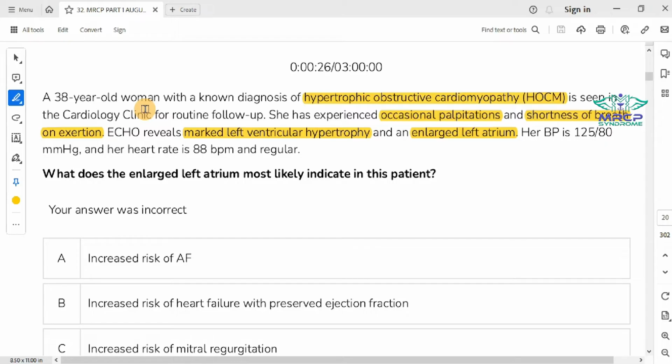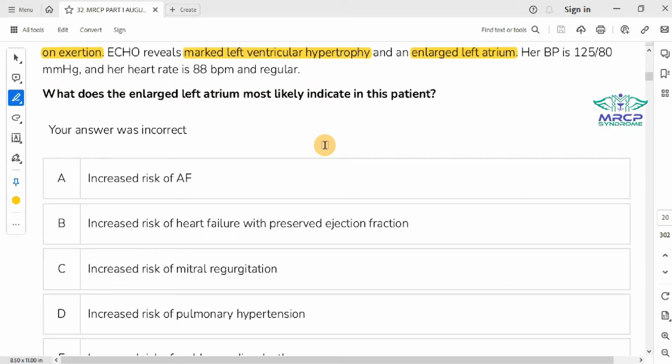A 38-year-old woman with a known diagnosis of hypertrophic obstructive cardiomyopathy is seen in the cardiology clinic for routine follow-up. She has experienced occasional palpitations and shortness of breath on exertion. Echo reveals marked left ventricular hypertrophy and an enlarged left atrium. Her blood pressure is 125/80 and her heart rate is 88 and regular. What does the enlarged left atrium most likely indicate in this patient?